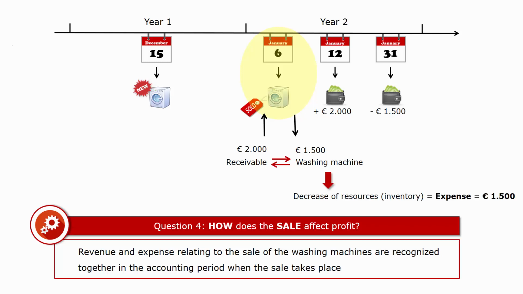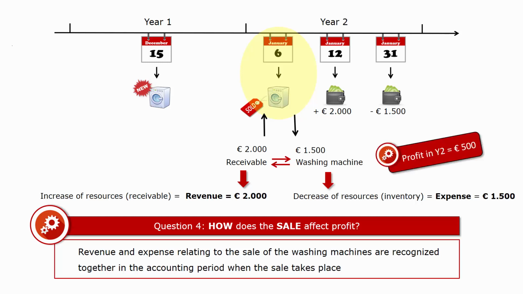The decrease in the inventory of washing machines is recognised as an expense at the moment of sale, while the trade receivable from the customer creates an increase in resources and results in revenue. It's fundamental to note that revenue and expenses are recorded only for a profit-triggering event, in this case the sale, not the purchase. So, the statement of profit or loss for January of year 2 shows a profit of €500.